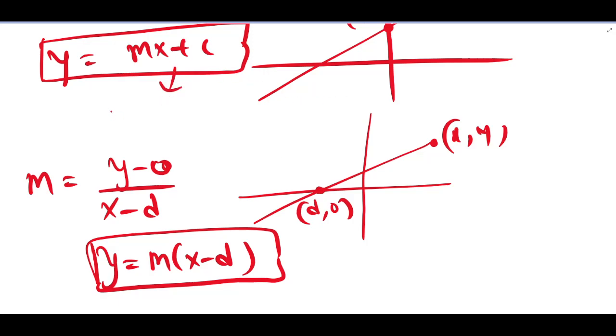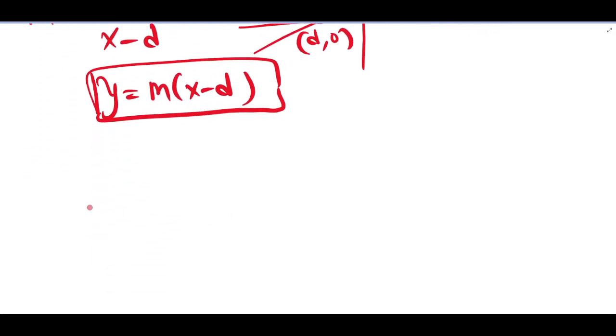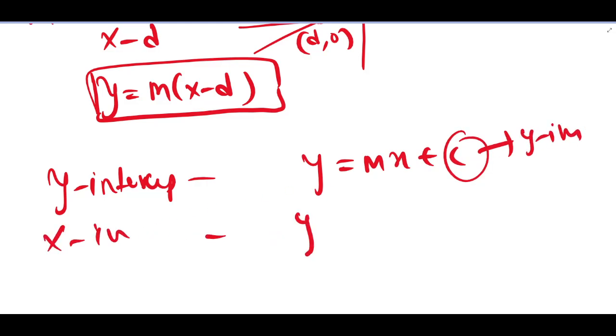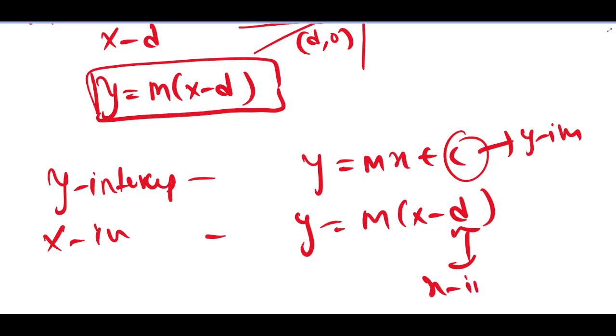This is when y intercept is given. When y intercept is given, then we have y is equal to mx plus c, where c is y intercept. And when x intercept is given, then y is equal to m(x minus d), where d is x intercept.